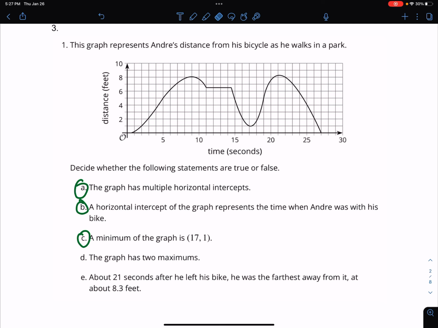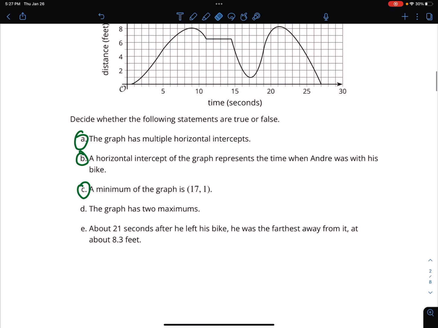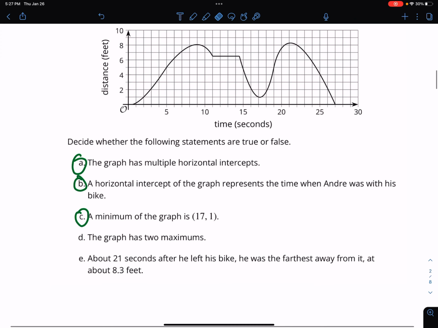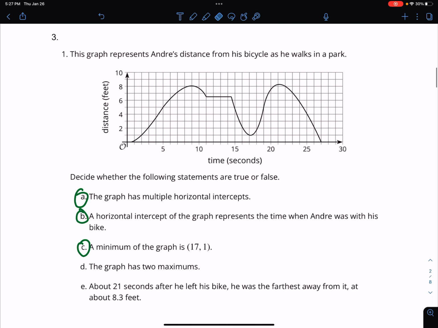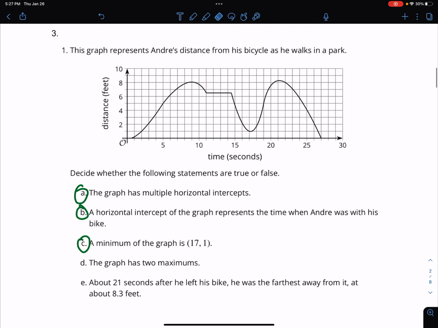Now here's a little bit of gray area, okay? I picked this right out of the Kendall Hunt illustrative mathematics curriculum. And I personally wouldn't want to put this on a test because the graph has two maximums. If these two points were exactly the same height, right here, maybe at about 8.5, I would say that's true. But when it says it has two maximums, if they said relative maximums, for sure that's true.